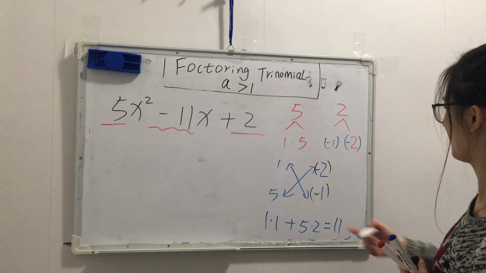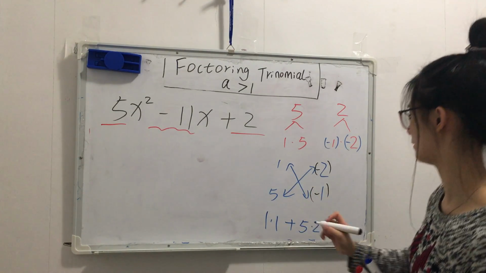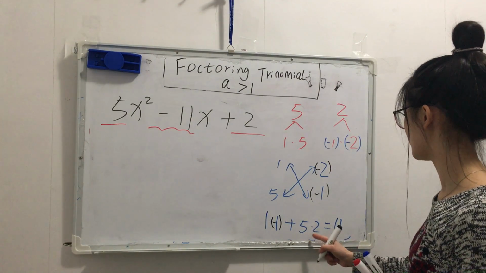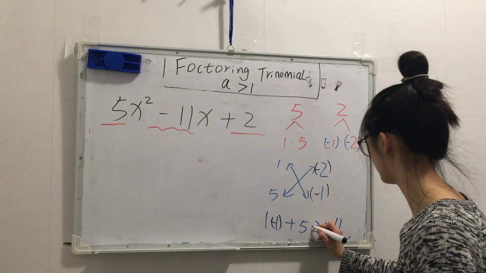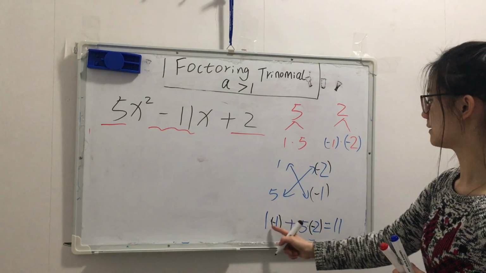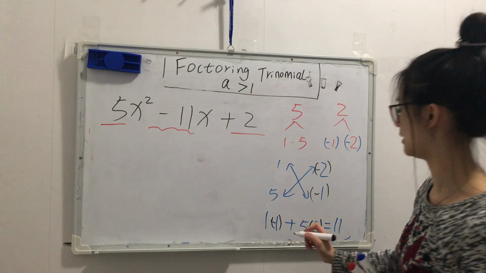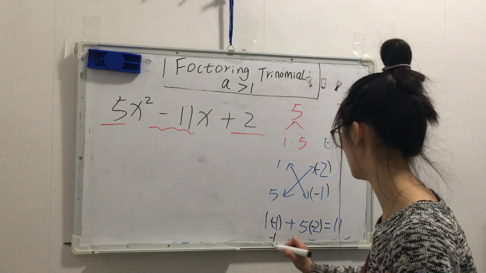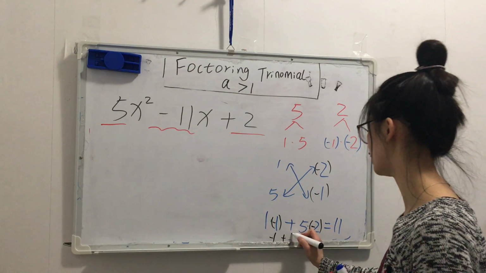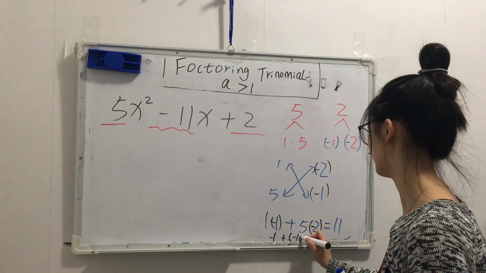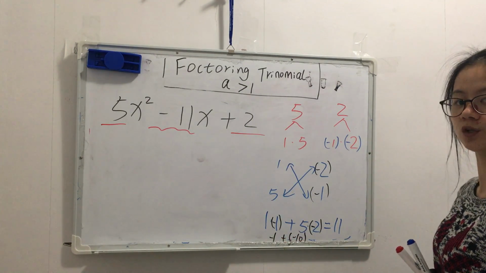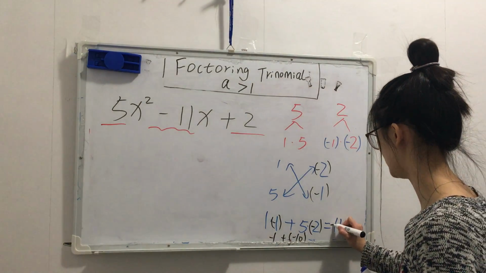Then what happens? 1 times negative 1. So now here's 1 times negative 1. And then 5 times, now it's negative 2. 5 times negative 2. 1 times negative 1, which is negative 1, right? And then plus 5 times negative 2, which is negative 10. Negative 1 plus negative 10, which is negative 11.